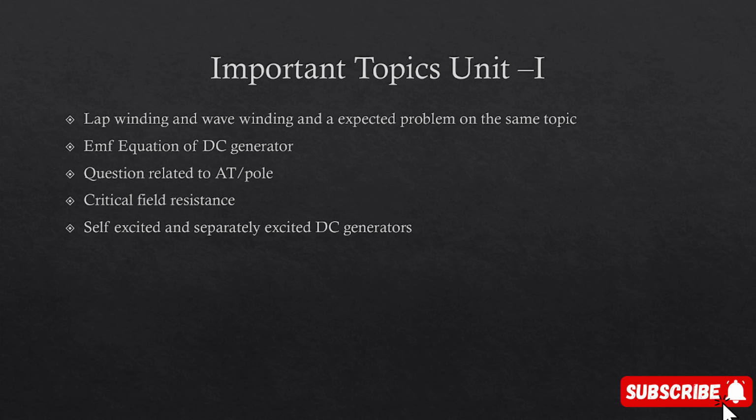The first unit is really tough. Expect a question related to AT per pole, critical field resistance, and self-excited and separately excited DC generators. These are the excitation methods: one is self-excited and one is separately excited DC generator. We'll see the important questions in the next slide.